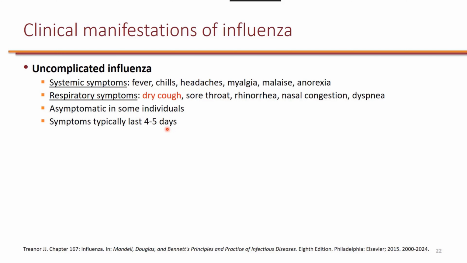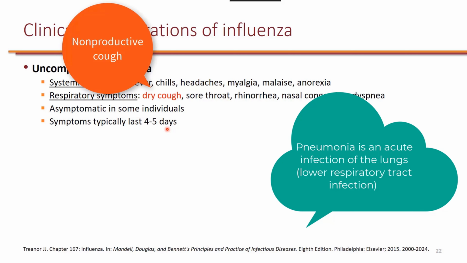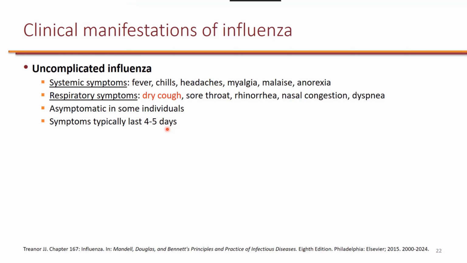Patients with uncomplicated influenza typically have fever, chills, headache, myalgia, malaise, and anorexia, which are very non-specific. Now, in order to distinguish influenza from pneumonia, it's important to note that people with influenza have dry cough, so there is no sputum production. And some individuals can even be asymptomatic. And in uncomplicated influenza, symptoms typically last 4 to 5 days.